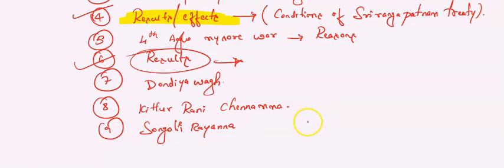Sometimes they ask to explain the role of Sangolli Rayanna or explain the role of Kittur Rani Chennamma. If you get any question based on Kittur Rani Chennamma, you should write the same answer. Similarly for Sangolli Rayanna. Sometimes they will combine these two questions: Explain the role of Kittur Rani Chennamma and Sangolli Rayanna to fight with the British. Together they can ask it for 3 marks. If they ask individually, then this carries 2 marks. Got it?